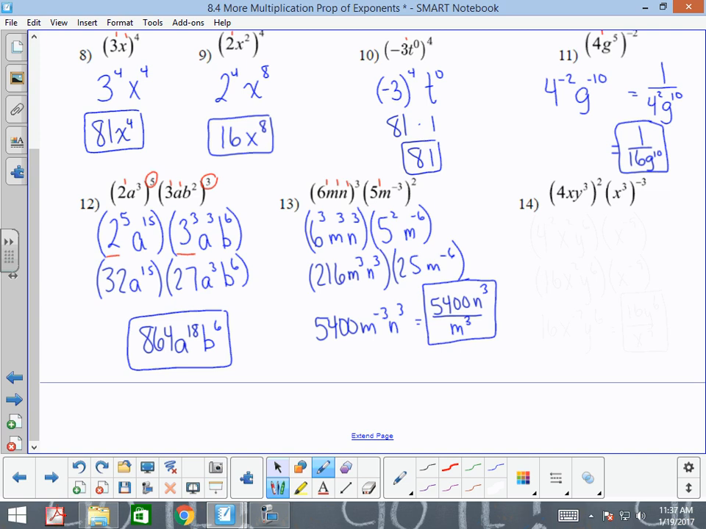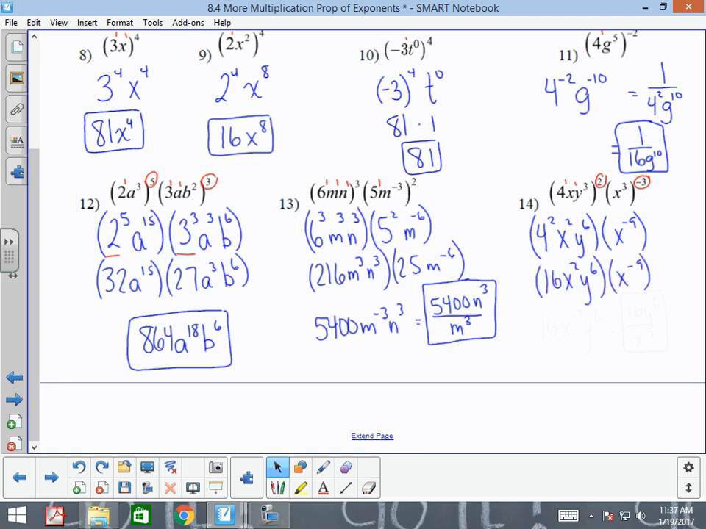All right, last one. We're raising the 4 and the x and the y cubed to the 2nd power, and we're raising the x to the third to the negative 3 power. So that will be 4 squared, x squared, y to the 6 times x to the negative 9. So to simplify, we get 16x squared, y to the 6, x to the negative 9. Now let's add the exponents. We get 16x to the negative 7th, y to the 6. Now move that x to the negative 7th to the denominator, and we have our simplified answer.